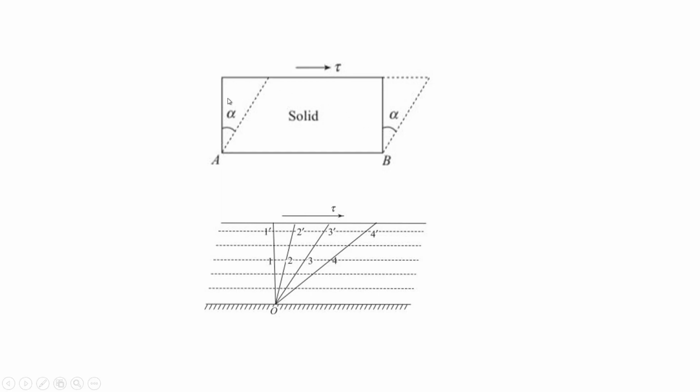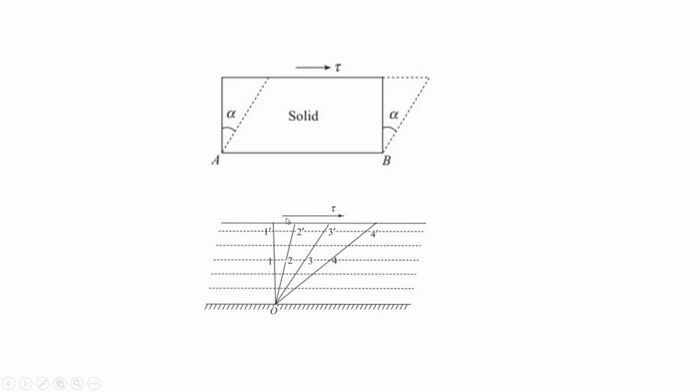Now, this particular figure shows a solid. If we apply a shear force, then there will be a shear deformation. But the moment we remove the force, the body will come back to its original position. So basically, Hooke's law is valid for a solid body.